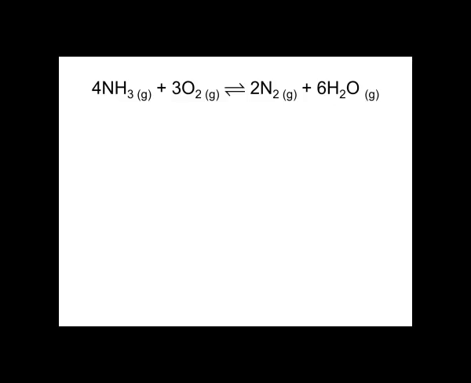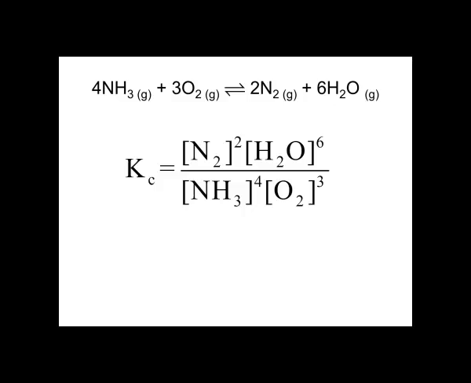Here we have the equilibrium between ammonia plus oxygen yielding nitrogen and water, all in the gas phase. The expression is the concentration of nitrogen squared, the concentration of water to the sixth power, corresponding to the coefficients of nitrogen and water, divided by ammonia to the fourth power and oxygen to the third power.